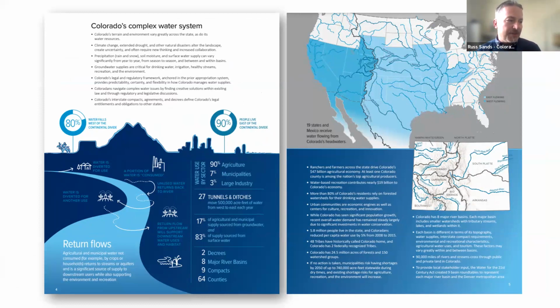Key issues, as many of you are well familiar with: we have a lot of the population on the east slope, a lot of the water on the west slope. How we move water across the state, how we think about municipal needs, agricultural needs, environmental needs is of key interest, and how we balance all these things.